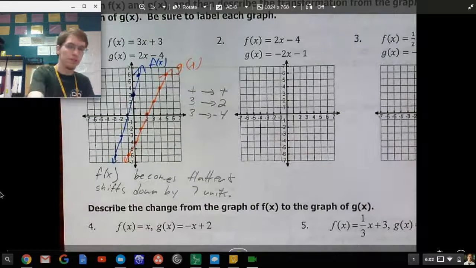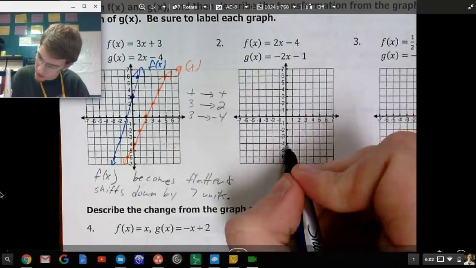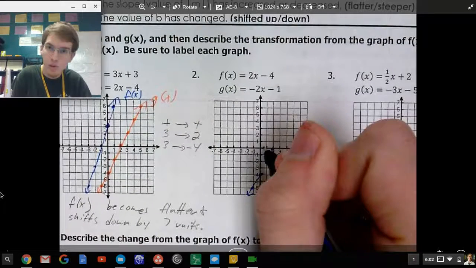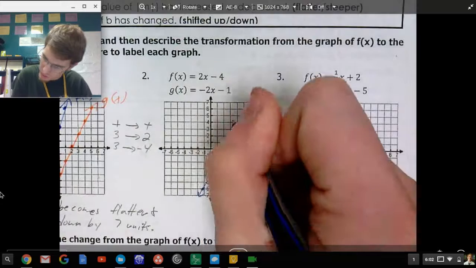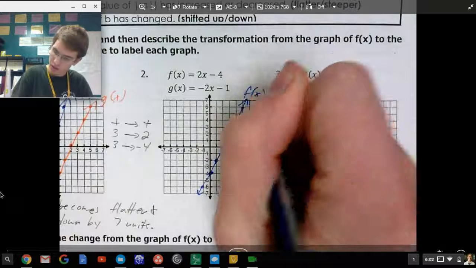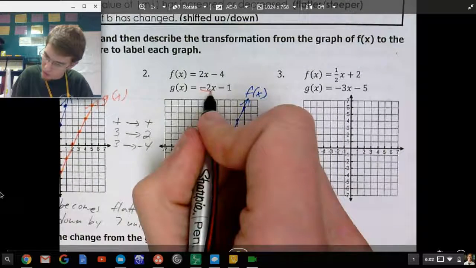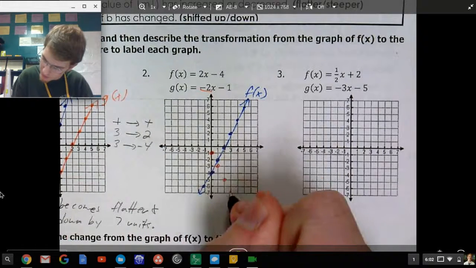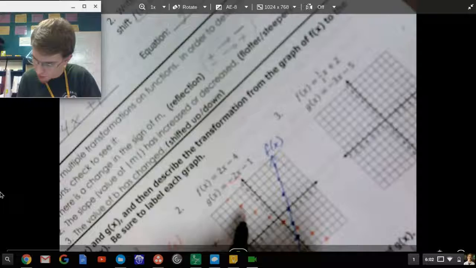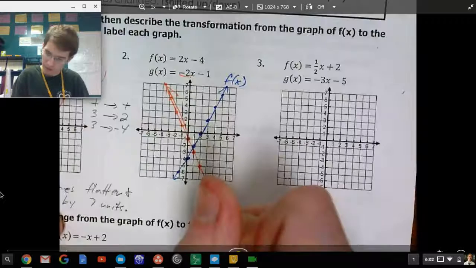Okay, let's do the next one. So f of x, I'm going to start down here at -4, slope of 2. Let's see. There's f of x. g of x. Oh, I have a -2 slope there. Whoop. And there's g of x.